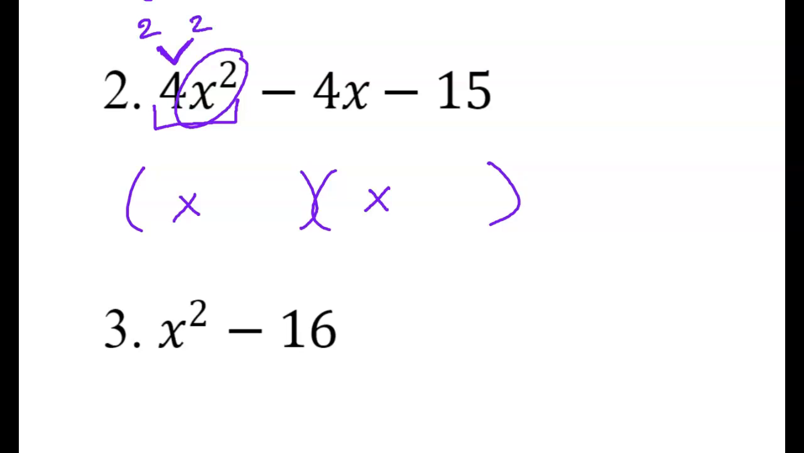Now it could be the 4 and 1. We won't know until we try, right? Until we try to find the actual answer. So here we put a 2 and a 2. Then we know that these two numbers need to multiply together to give us 15. So let's think of some factors of 15.